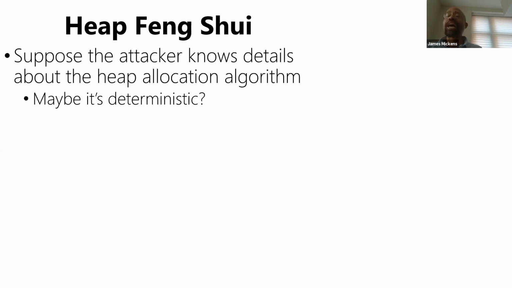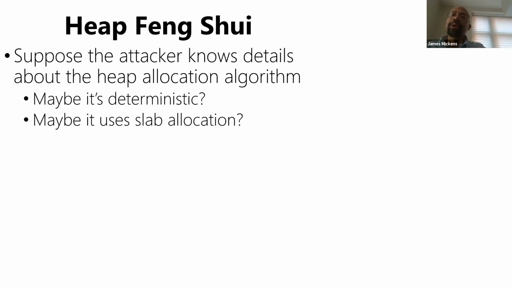If you feed the algorithm the same series of allocation size requests, the allocation algorithm will return memory chunks that are in the exact same place, modulo address space randomization, changing the starting base for the heap. Maybe the attacker knows that the heap allocation algorithm uses a slab allocation.